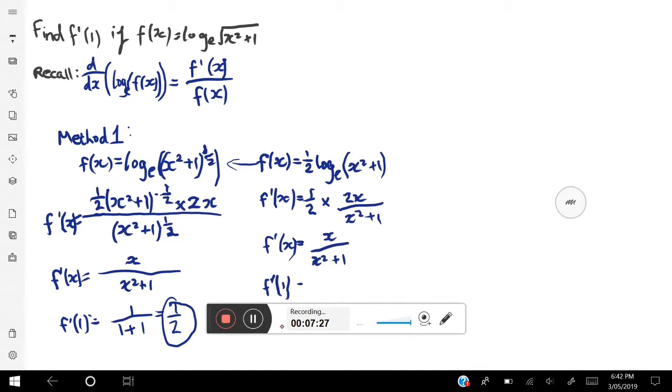It should give you the same answer. It's just 1 on 1 plus 1, which gives you 1 on 2. It's a half. Okay, so there's another method to doing this. So this is just method 1.